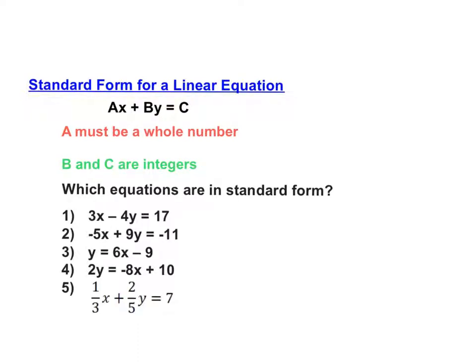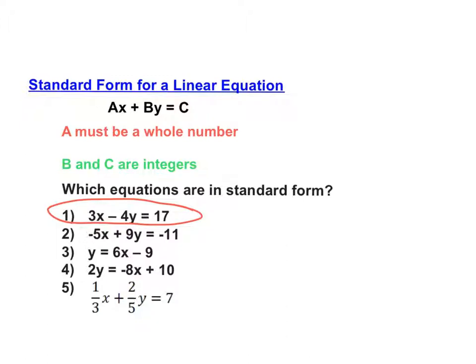Okay, so here are 5 equations. Circle the ones that you believe are in standard form. Go. Show of hands. How many think 1 is in standard form? How many think 2 is in standard form? How many think 3? How many think 4? How many think 5? Alright. Well, the correct answer is that number 1 is the only one in standard form.